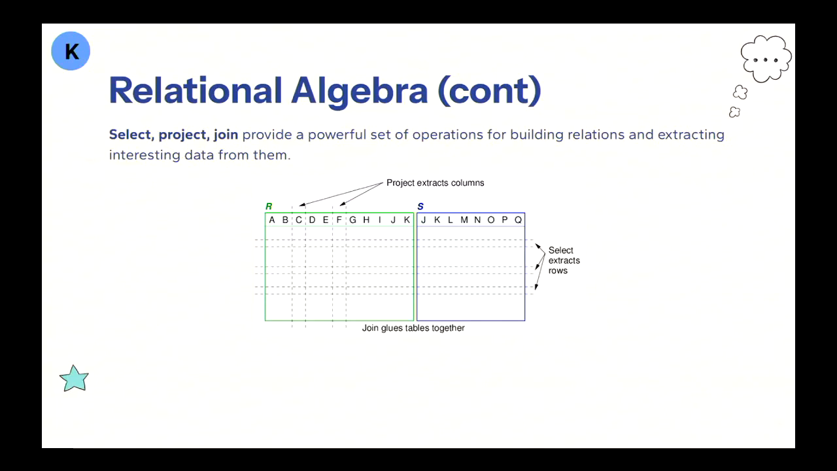Let's have a quick overview of what these operations will do. First, select helps us to extract rows or tuples from a given table. Project is used to extract attributes or columns. As you can see, with project and select, we can get the exact piece of data we would like to retrieve. Join is used to combine different tables into a larger table. That's an overview of these operations. We will also learn some set operations and renaming to make this algebra complete.